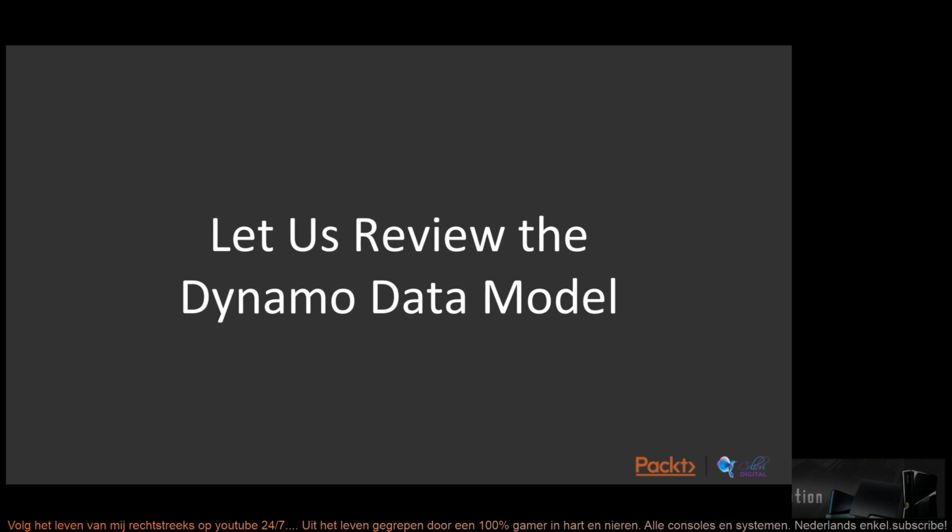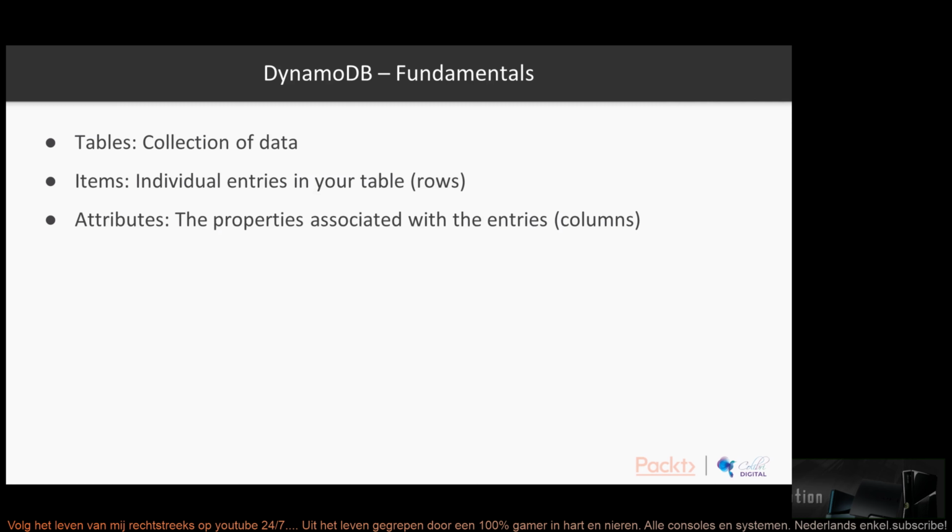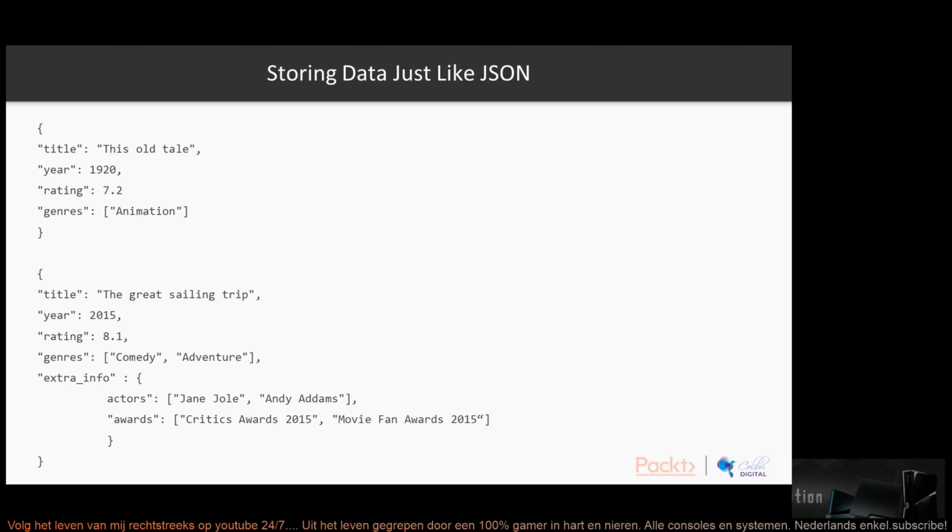So let's look at the DynamoDB data model once again, because this is really, really important. We have tables. Tables are collections of data. Inside tables, we have individual entries. These are like rows. And inside items, we have attributes, and these are the properties associated with the entries. And storing data is just like JSON, so just like what we've been seeing in the previous video.